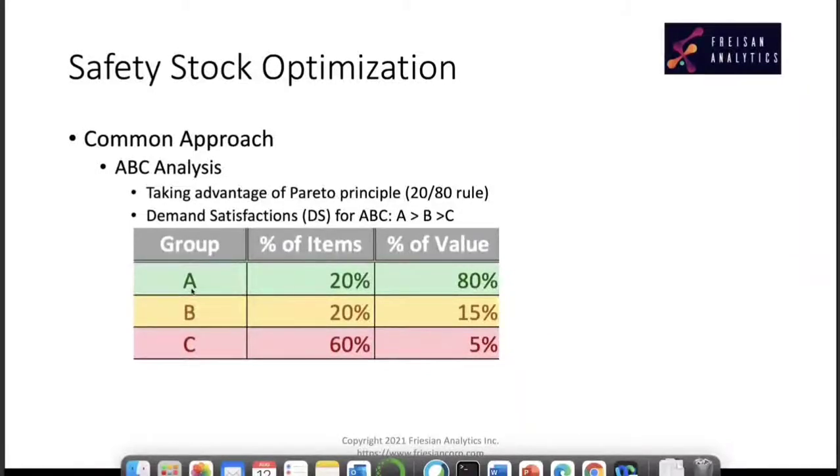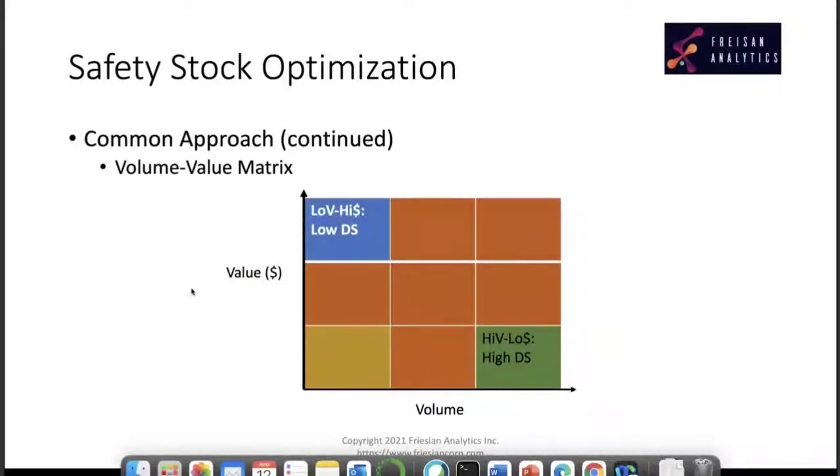Then we have the next 20% of items that only account for 15% of the value, and we assign a medium DS for them. Then for the remaining 60%, the majority of the items, they only account for 5% of the revenue, and we can assign a low DS for them. This is what is done in many places. Does it make sense?